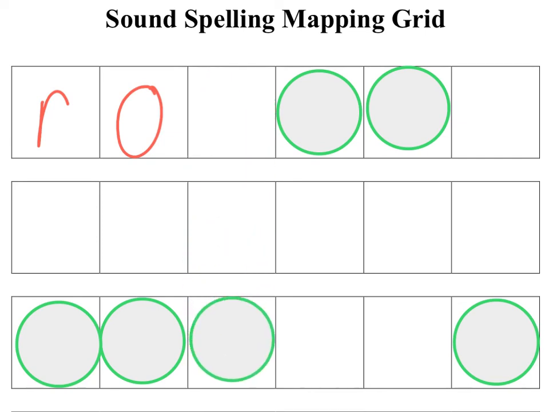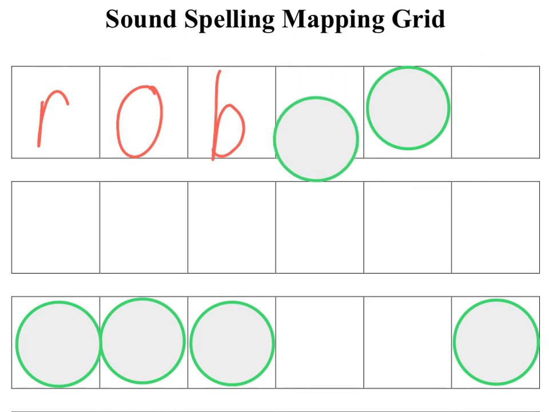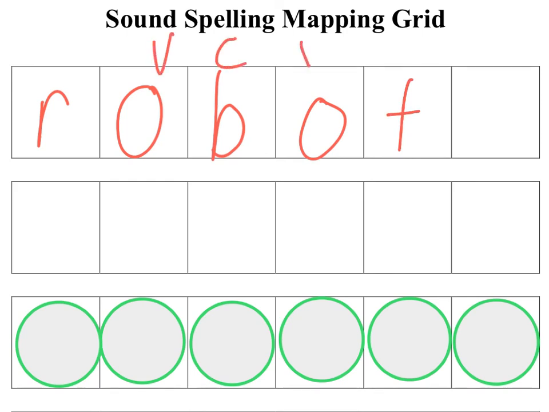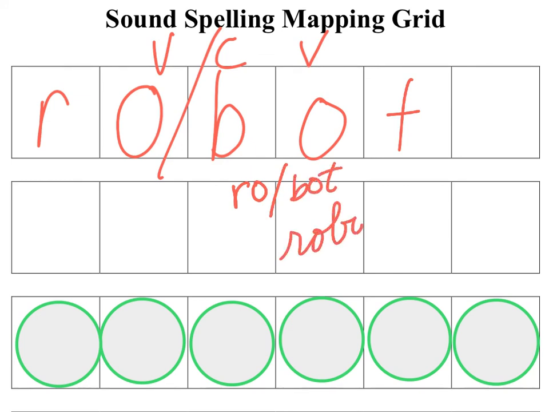B. What letter makes B? B. And A. What letter makes A? O. And last, T. What letter makes T? T. So when I have my pattern, vowel, consonant, vowel, and because I hear the long O sound, it goes right before the consonant. So when I write it, ro, b, a, t, robot. Here, the word is in cursive.